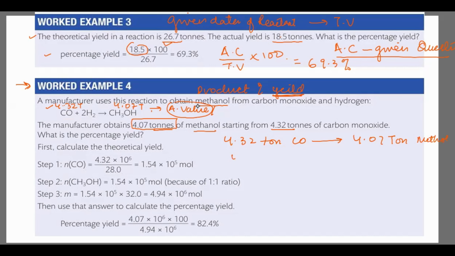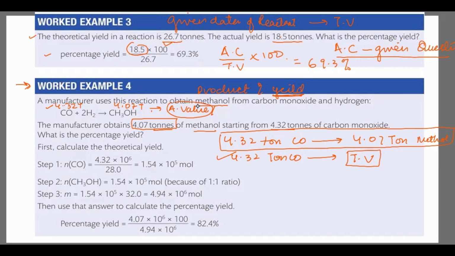Then how much methanol will 4.32 tons of carbon monoxide give us theoretically? We need to calculate the theoretical value. So ignoring the first part of the question, let's start from here. What we will do is convert this mass of 4.32 tons into moles. We know that 1 ton is equal to 10 to the power 6 grams. So here they did 4.32 times 10 to the power 6 divided by the molar mass in order to get the number of moles of carbon monoxide.